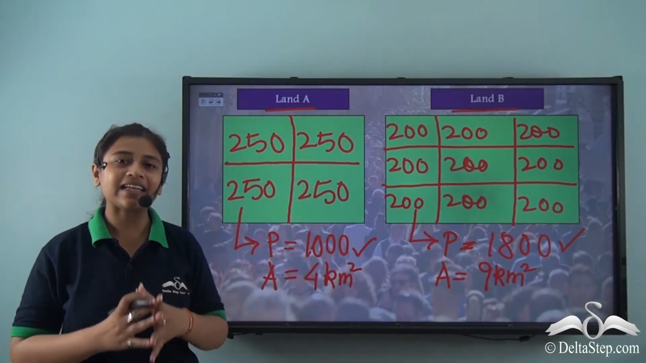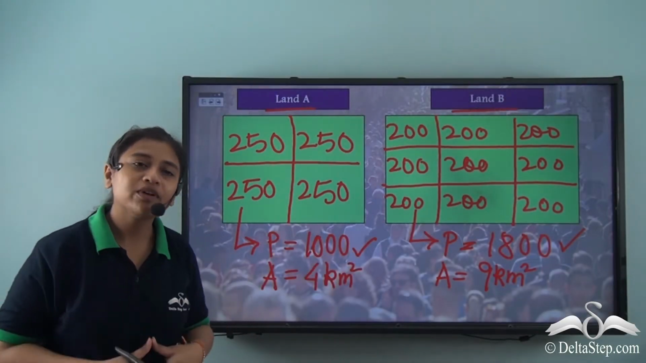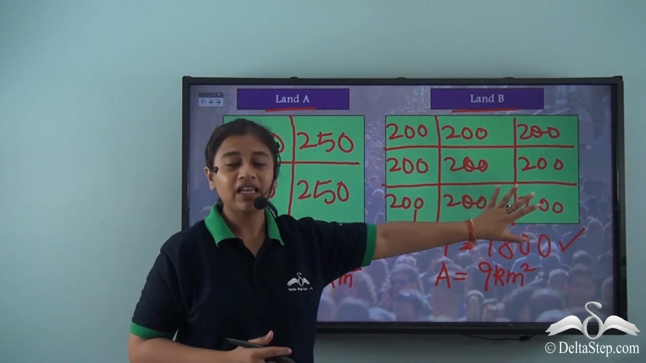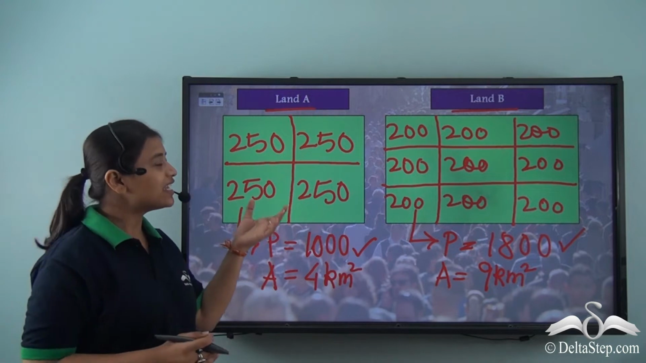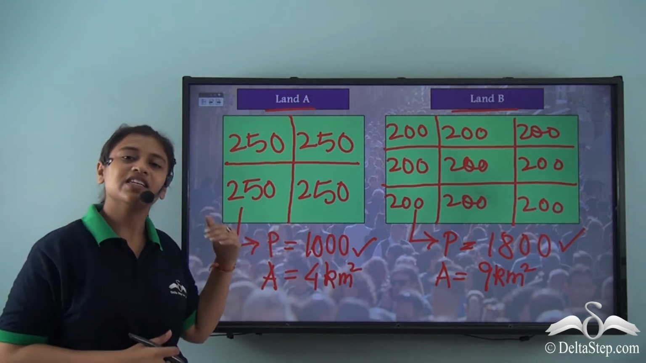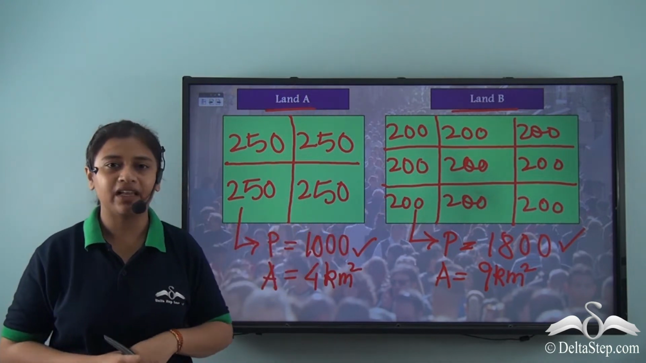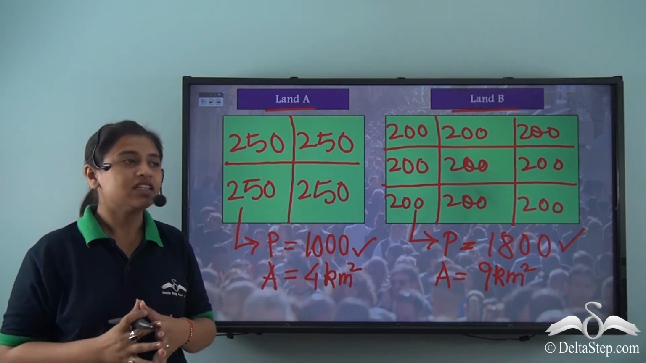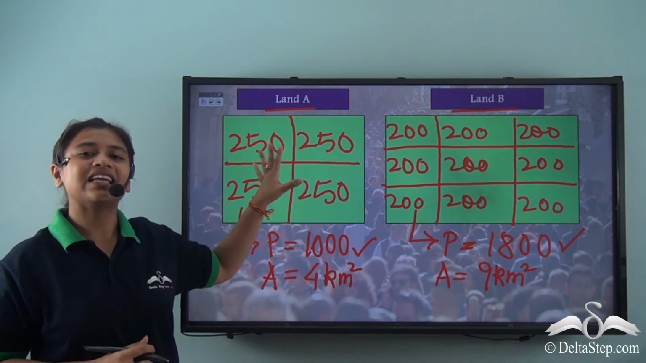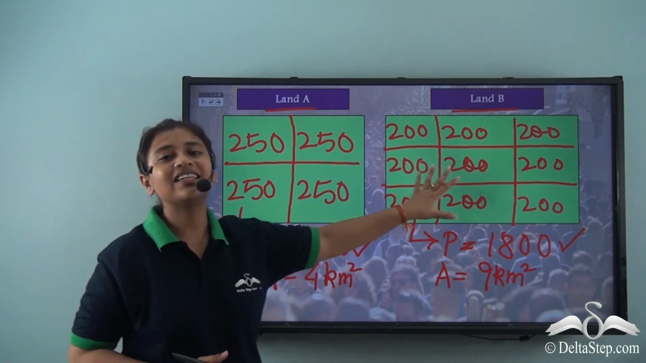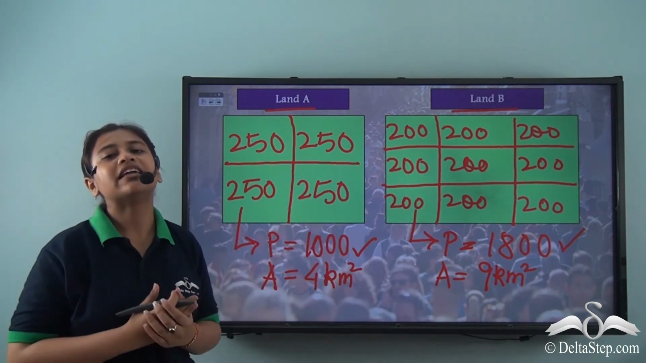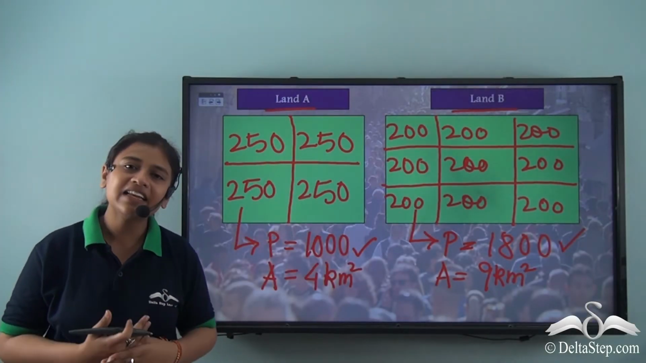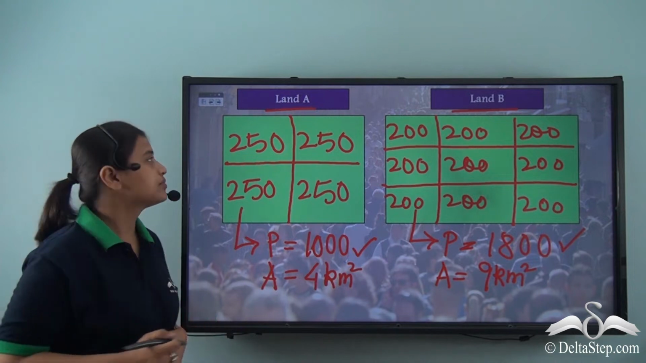So, it is quite clear that even though the population of land A is less than the population of land B, the number of people living in each unit is more than that of land B. So, the distribution of population is uneven, right? The distribution of population in land A is higher than that in land B. So, what can we infer from this? We can understand that population distribution is uneven across the world.